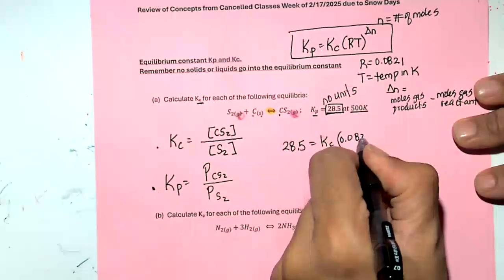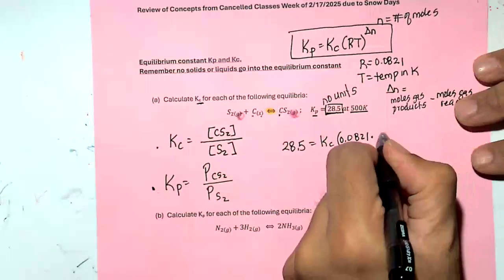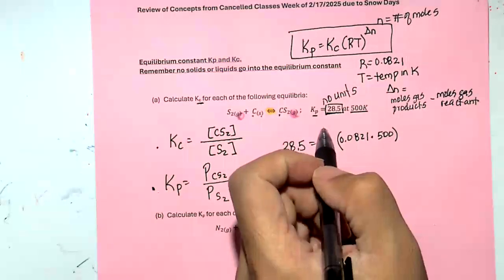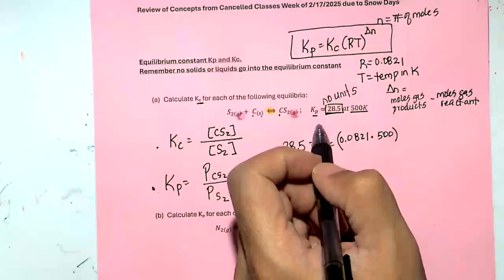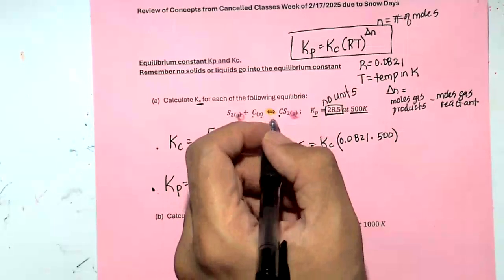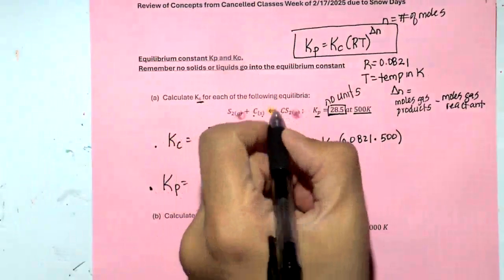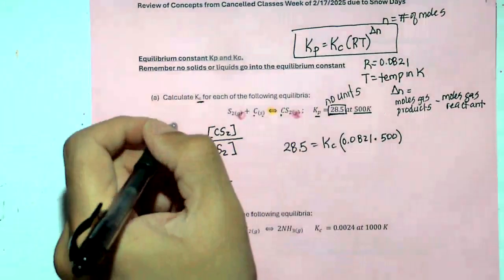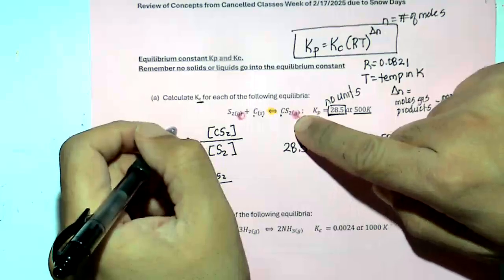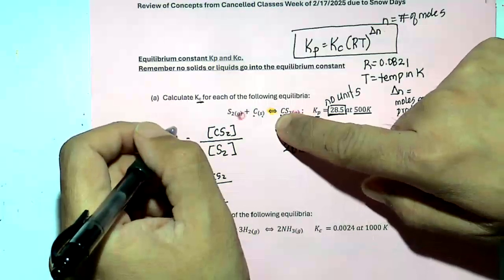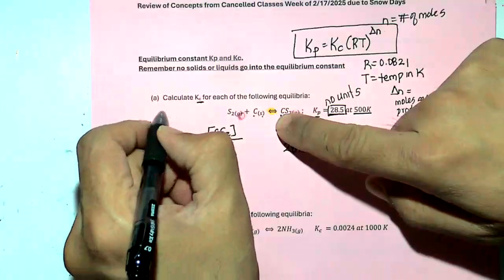R is 0.0821. T is 500, raised to the power of delta N. So what is delta N here? How many gases do we have on the product side? How many gases? What's the number in front of the CS2?